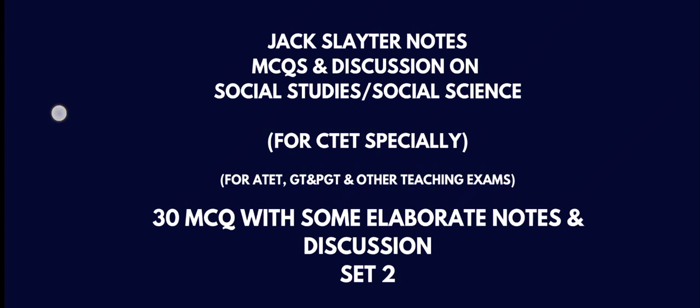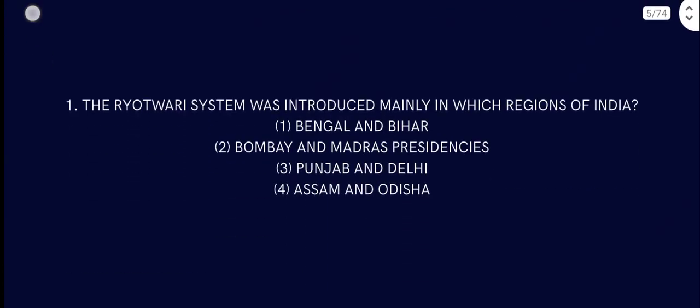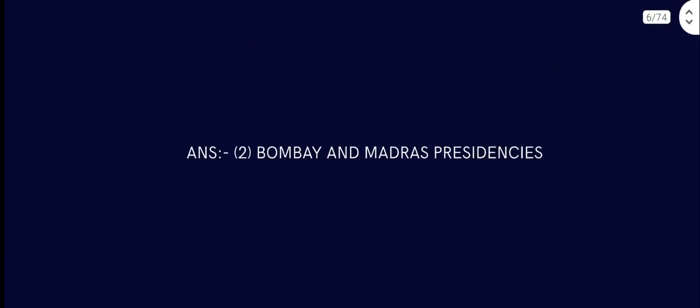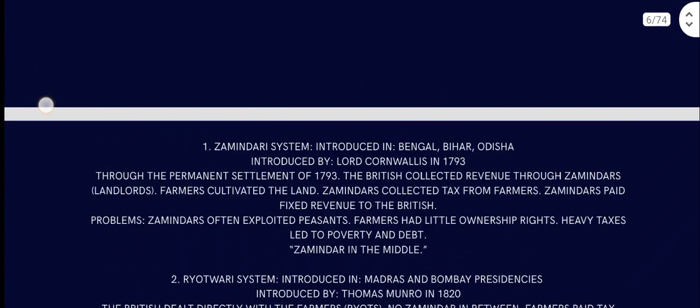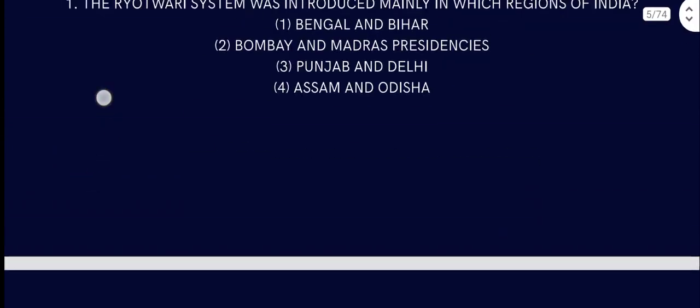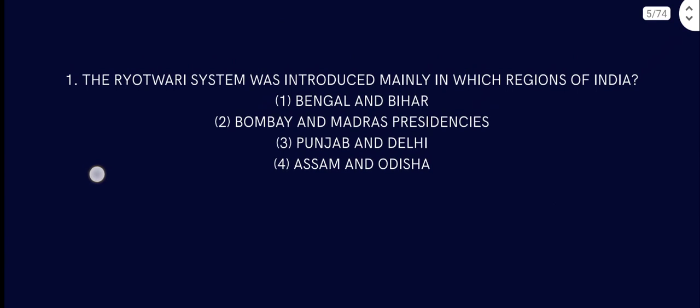So alright, let's continue. Question number 1. The Rayatwadi system was introduced mainly in which region of India? Options: Bengal and Bihar, Bombay and Madras presidencies, Punjab and Delhi, Assam and Odisha. So Rayatwadi system was introduced mainly in Bombay and Madras presidencies. Now let's discuss what you understand, and what are the other systems.